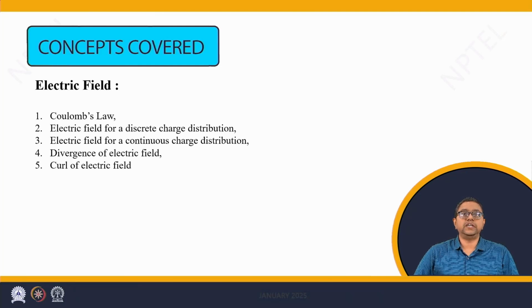The 5 components of this lecture are as follows. First, we'll look at the basic Coulomb's law. Second, we will discuss the electric field for a discrete charge distribution. Third, electric field for a continuous charge distribution. Next, we will discuss divergence of electric field and curl of the electric field. Now, these concepts have their corresponding applications in geophysics, which we will also be discussing. So, let us begin.